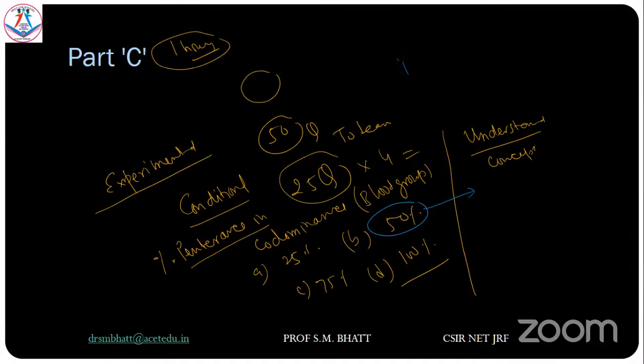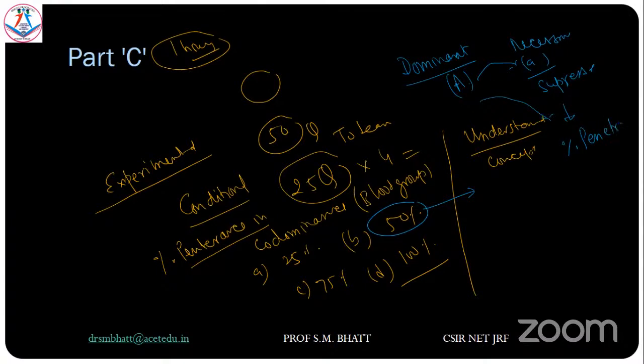Penetrance means, if suppose there are two alleles, dominant and recessive, right? If dominant allele A is there, then the recessive allele is going to be suppressed. In that case, you can say there is a 100% penetrance of the dominant gene. And suppose they are codominant, for example in blood group AB, immunoglobulin A, immunoglobulin B. In the case of blood group AB, you can say 50% contribution is from A and 50% from B in terms of penetrance. So overall penetrance will be 50%, right?